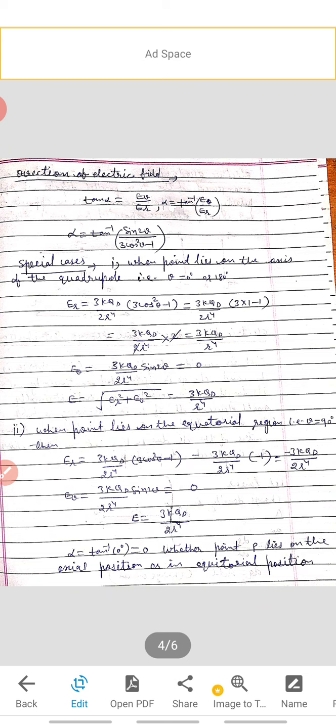Now there are two special cases. First is when the point lies on the axis of the quadrupole.